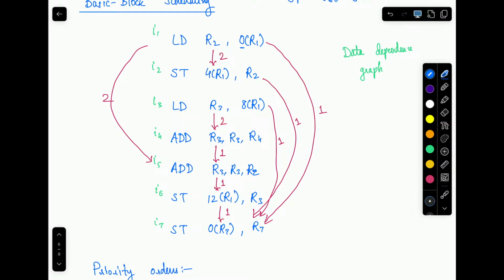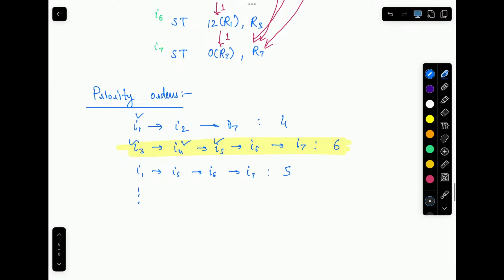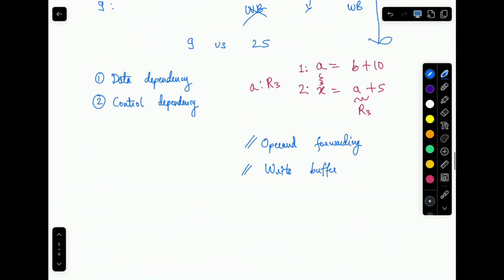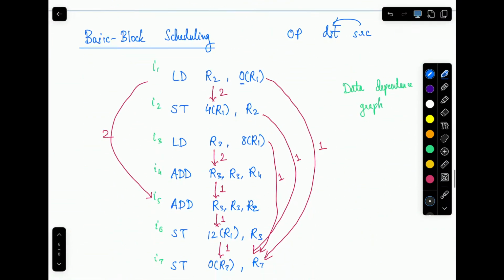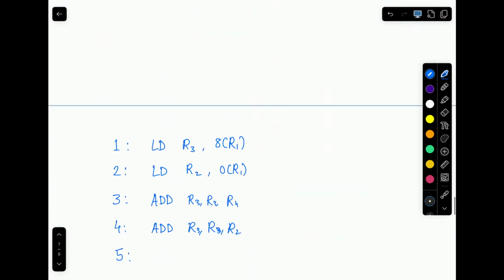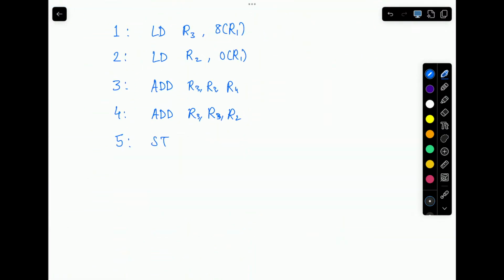Let me just stick to my critical path. My critical path was I1, I2, I3, I4, I5, I6, I7. So let me pick the next instruction in this sequence, which is I6. What was I6? I6 was store 12 R1 R3, so I could decide to schedule it here, store 12 R1 R3, and then I may decide to schedule I2 because I7 depends on I2 as well, so I may say store 4 R1 R2, and finally I can schedule store 0 R7 R7 and so on.